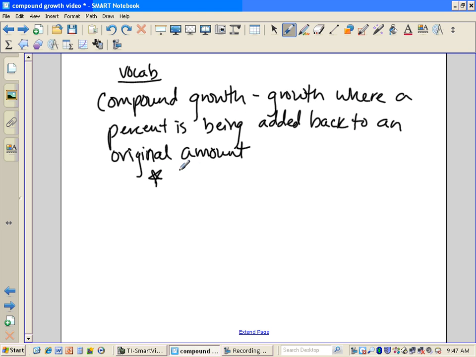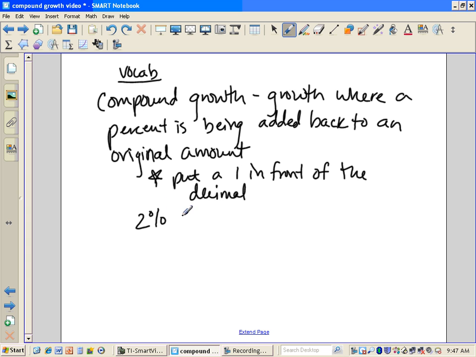And maybe you just want to remind yourself, put a 1 in front of the decimal. And if we use the example, 2% growth becomes 0.02 as a decimal, which becomes 1.02 in our equation.